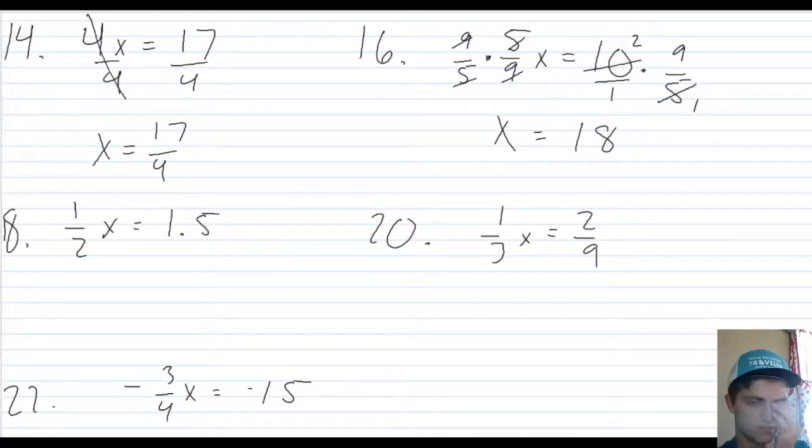1/2 times x equals 1.5. How do we undo multiplication by 1/2? We can multiply by the reciprocal. Reciprocals are your friends, so flip 1/2, you get 2/1.